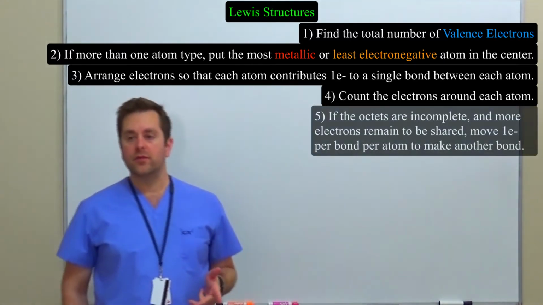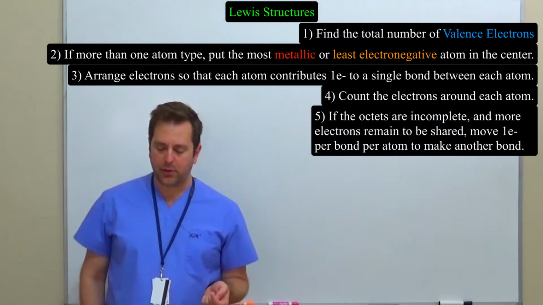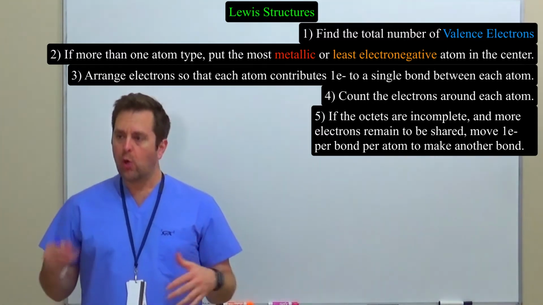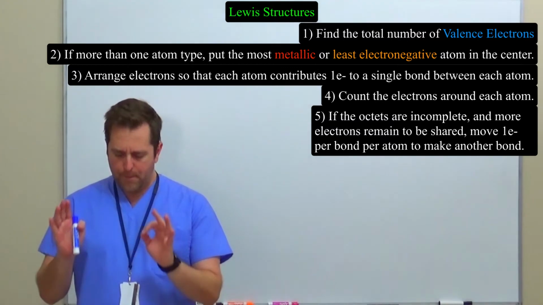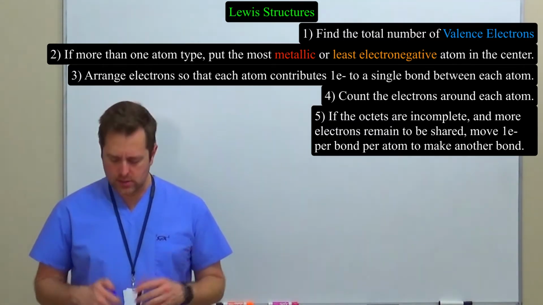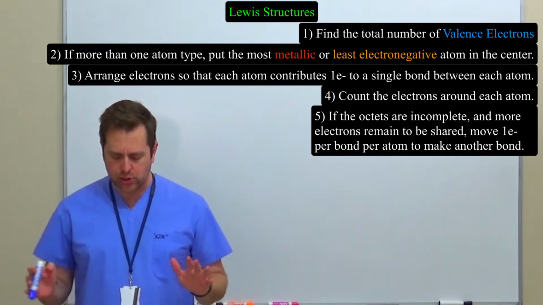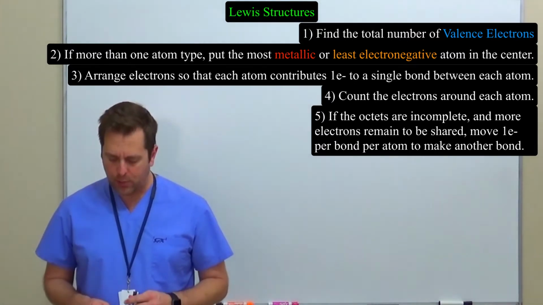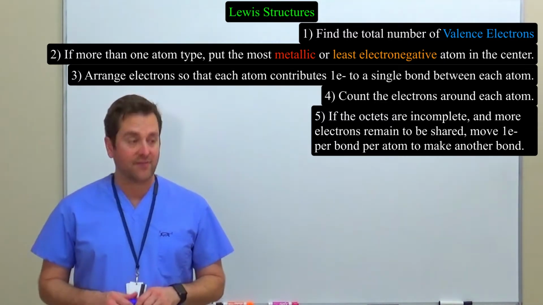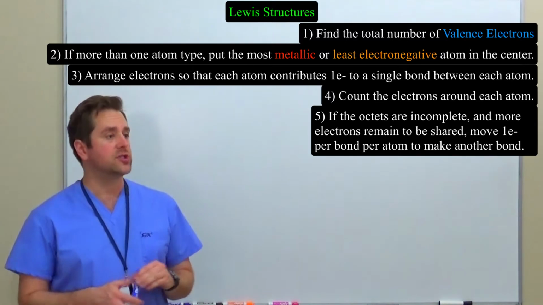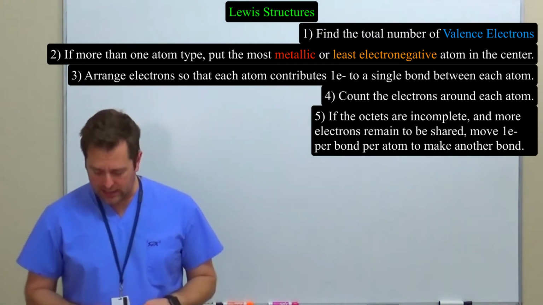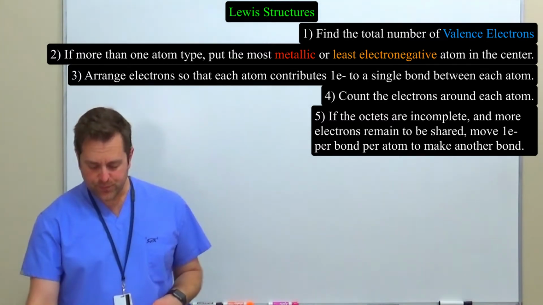Step number 5, if the octets are incomplete and more electrons remain to actually be shared, we'll start moving 1 electron per bond, per atom, to create another bond. Now, there are going to be some structures that will be open octets. For example, the boron in BF3, or there's other atoms that have 10 electrons like phosphorus in PF5, and then even some that have 12 electrons like sulfur in SF6.